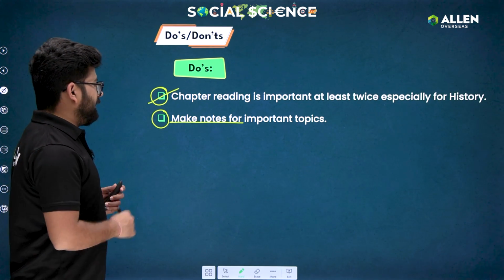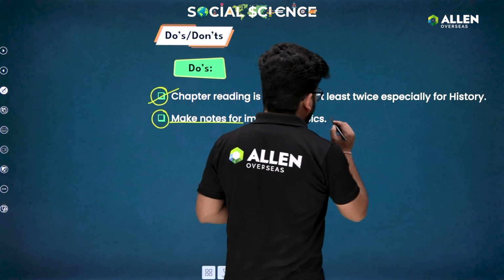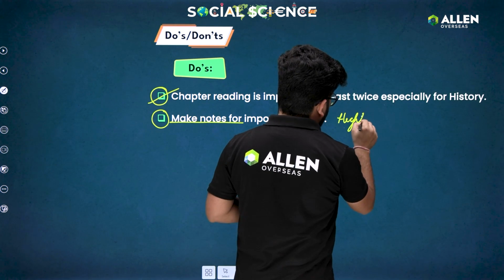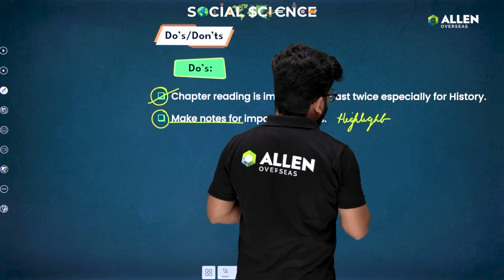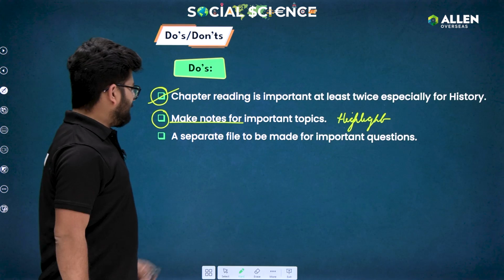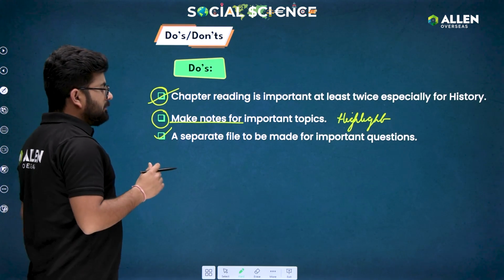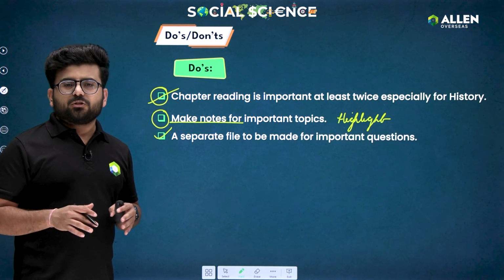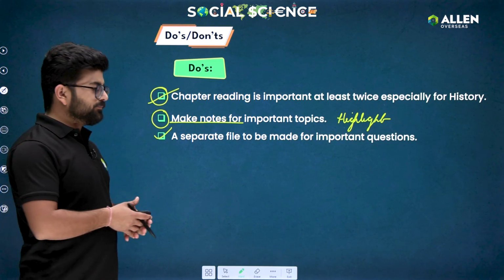So students, it is very important to make notes of the important topics, and if you do not have the time, you can highlight the things, right? Highlighting is also important. Next, students, many different assignments have already been given to you. In assignments, you have objective as well as subjective questions.